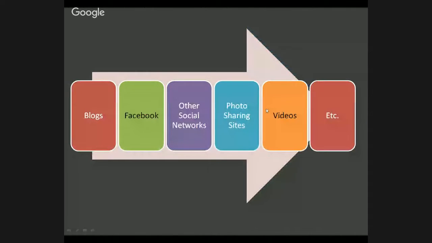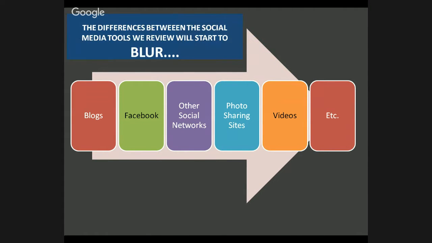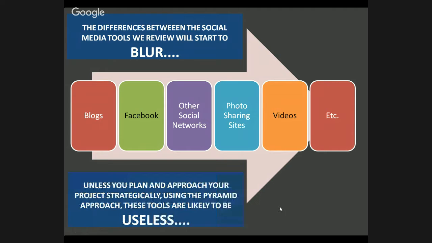So first slide. What we're going to find out now is that things are really going to start to blur. So in other words, we're moving from the idea of blogs and the weblog and the static site, which then enabled people to embed pictures and videos, to Facebook, to other social networks, to photo sharing sites, to videos. The whole idea, things are really going to start to blur. And unless we plan and approach our project strategically using the pyramid approach, which we've discussed in lecture 2, and where I've shared some slides with you, I think these tools are likely to be pretty much useless.